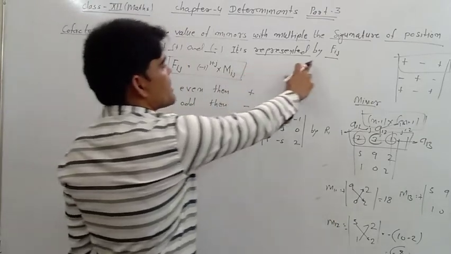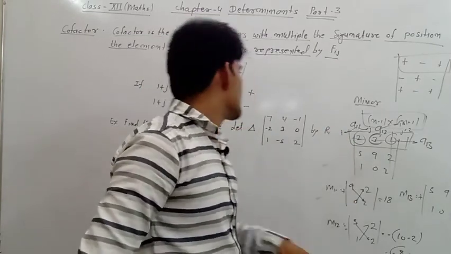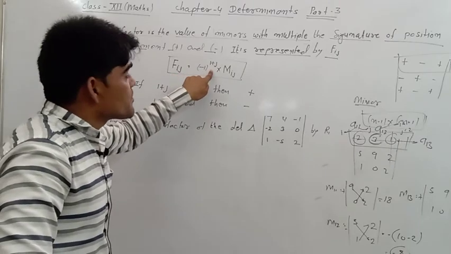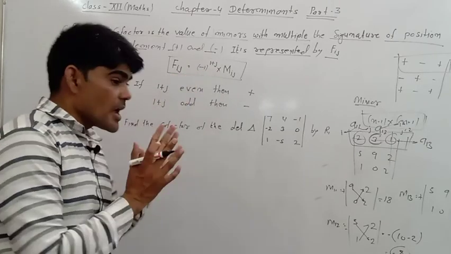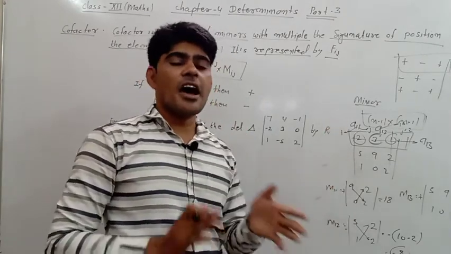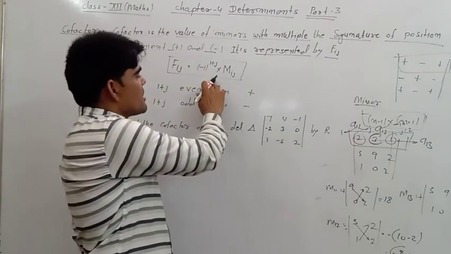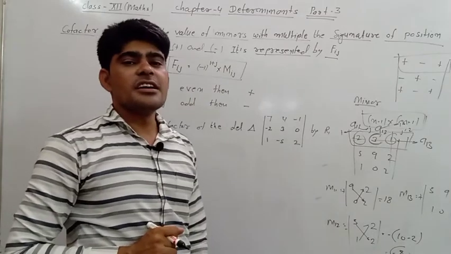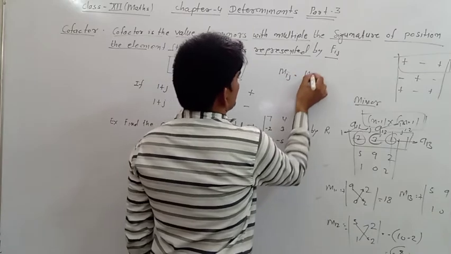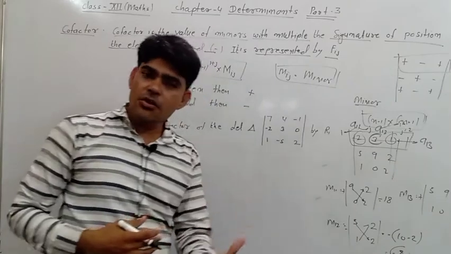It is represented by Fij, meaning cofactor is represented by Fij. Fij equals minus 1 to the power i plus j. I plus j is the most important value for the element. I means row and j means column. And multiply into Mij. Mij means the minor with respect to the element.